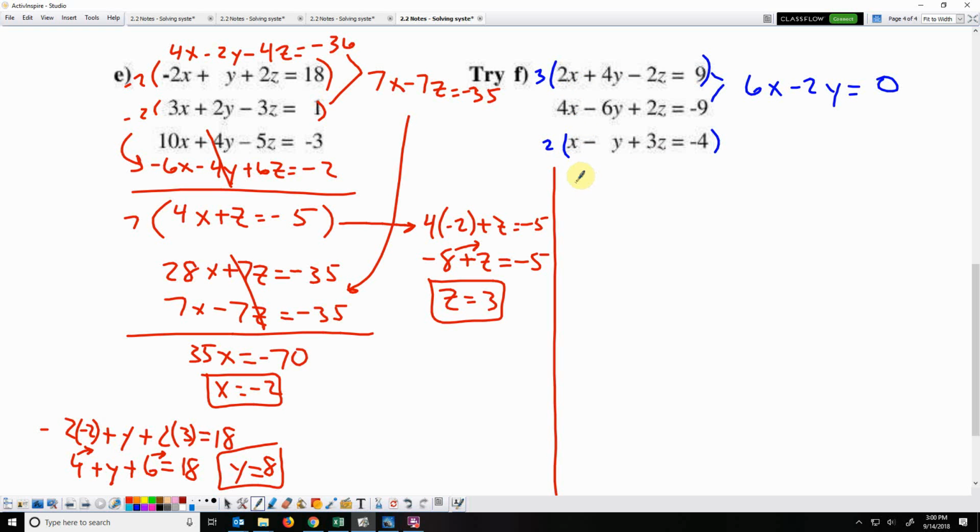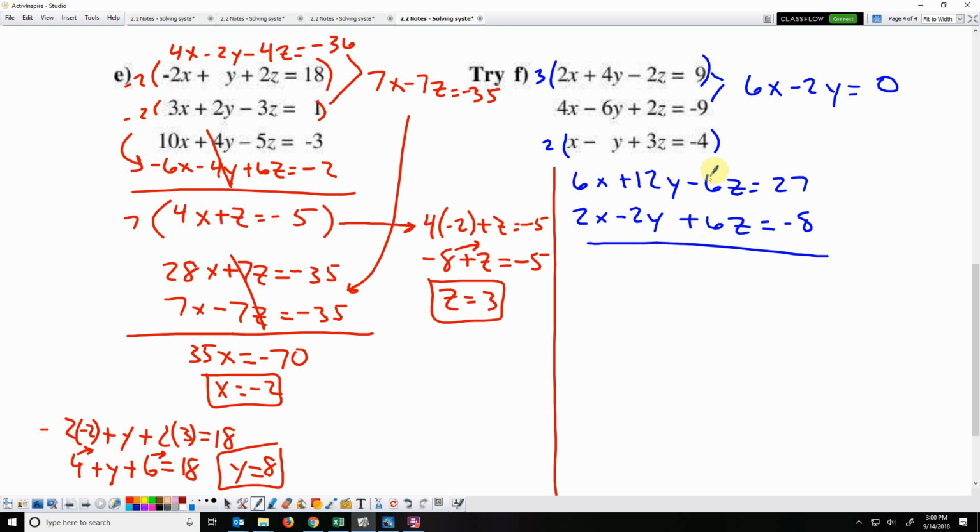So, across the top, 6x plus 12y minus 6z equals 27. And the bottom multiplied by 2, 2x minus 2y plus 6z equals negative 8. And my z's are going to eliminate. So I get 8x when I combine these. 12 minus 2 is 10. And 27 minus 8 is 19.